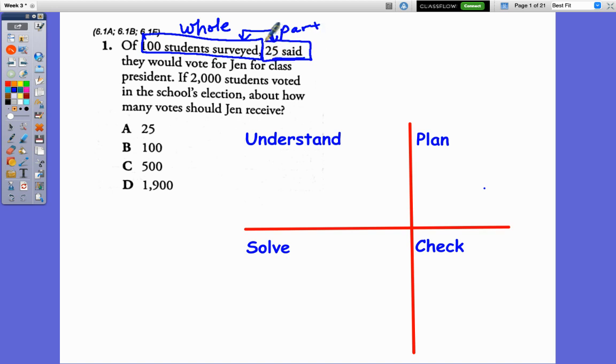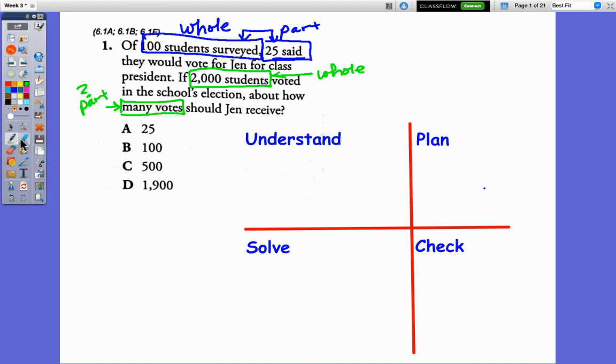Okay. And then I'm looking at the rest of the problem. It says if 2,000 students voted, this is another whole. And then about how many votes should Jen receive? This is our missing part. That is what we're looking for.